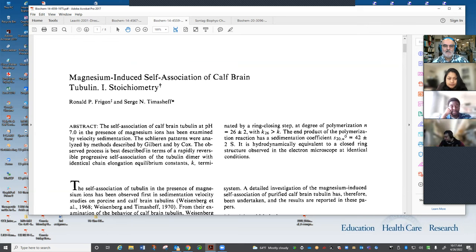And the thing about this paper was that this is sort of the state of the art of the centrifuge field in 1975. Everything and anything you needed to know about centrifugation is in these two papers. How you interpret data, how you analyze data, how you think about data is here.